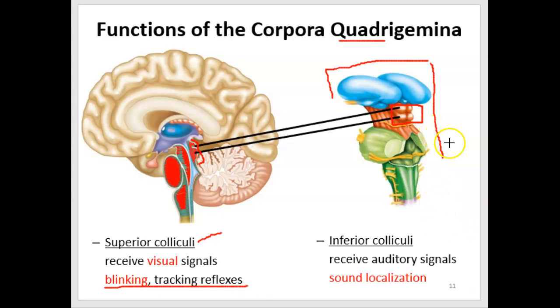The inferior colliculi are the lower two bumps. They receive auditory information and help in tracking again, but by localizing a sound. And then we turn our head towards wherever the sound is coming from.